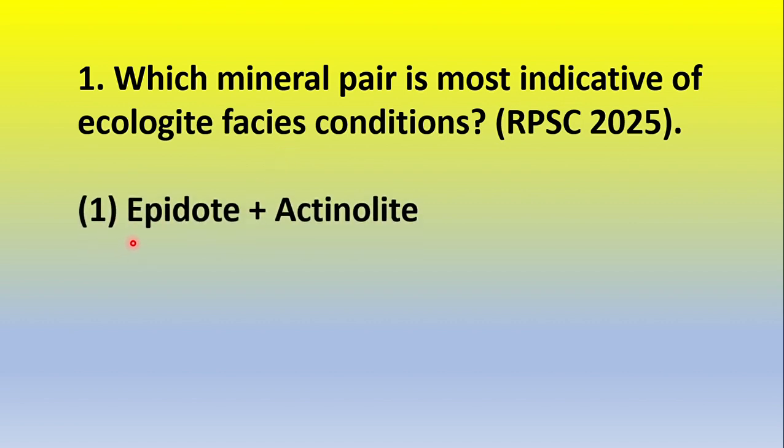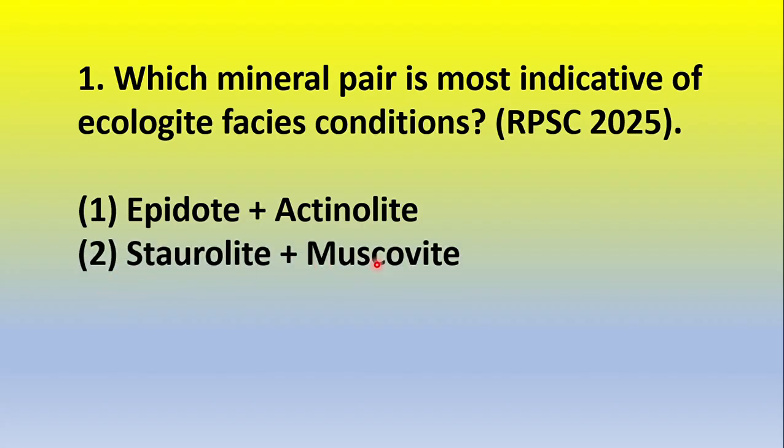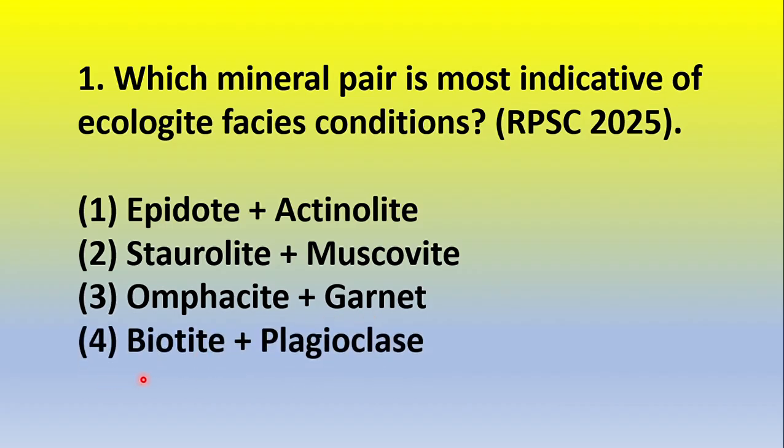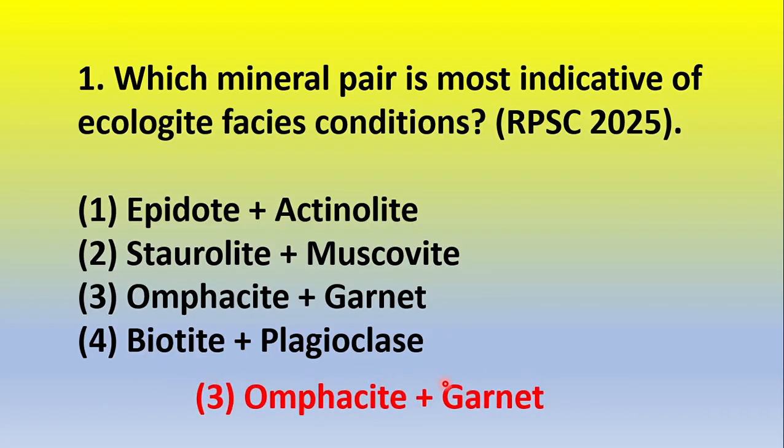Number 1, epidote and actinolite. Number 2, staurolite and muscovite. Number 3, omphacite plus garnet. Option 4, biotite and plagioclase. So which one is the indicator of the eclogite facies? Which pair is the indicator? So the correct answer of this question is omphacite plus garnet.